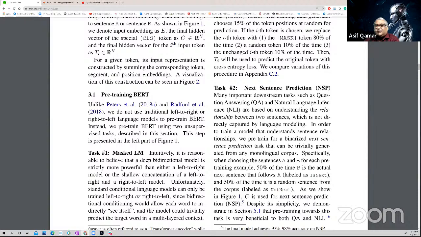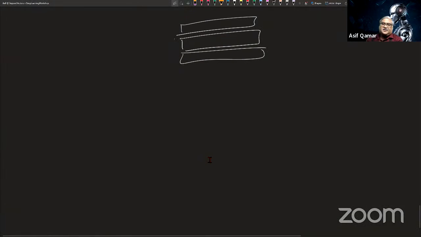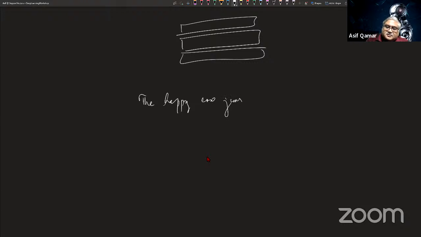What you do, and I'll just explain it on a piece of paper because then it is much easier, is you take this sentence: the happy cow jumped over the moon. The masked language model, right? I think there's a word, cloze or something like that, an old literary word. This paper mentions it. I keep forgetting.